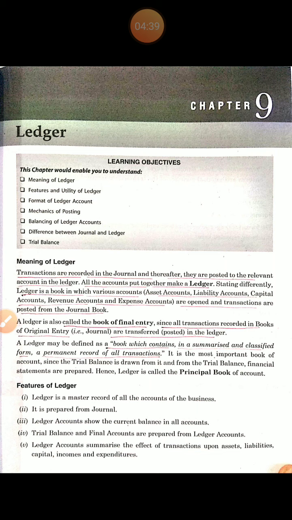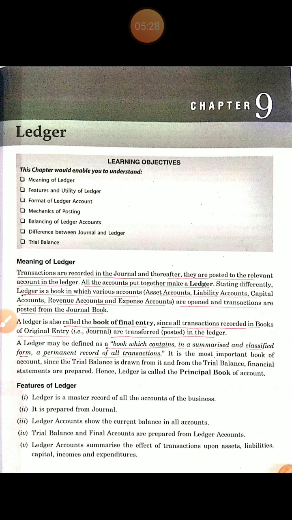In this chapter of ledger, we are going to know how to record in the ledger. What we have recorded in the journal and put into the ledger, the process is known as posting. From journal entry to recording in the ledger is called posting. In this chapter we are going to learn what is the process of posting, how we make a ledger, what is its format, and how we calculate balances of each account, that is called balancing of ledger account.